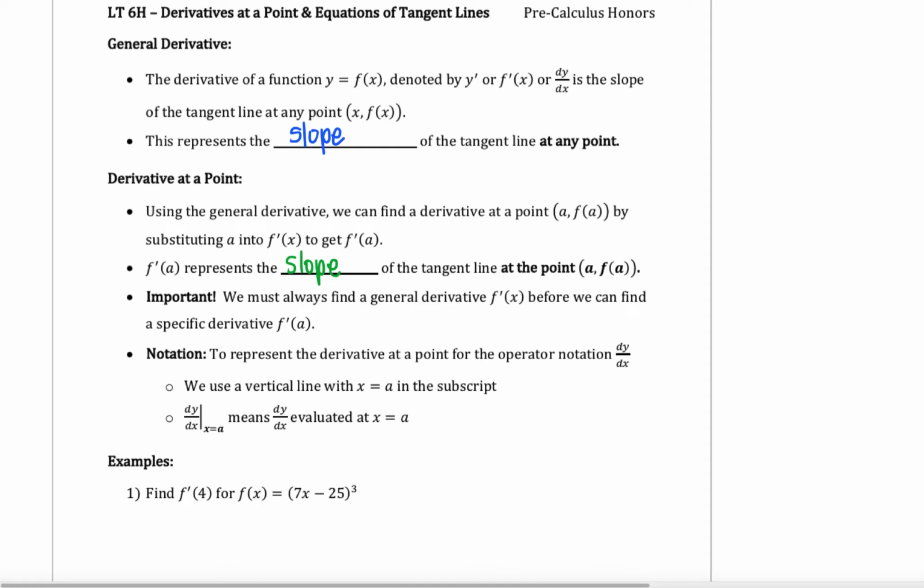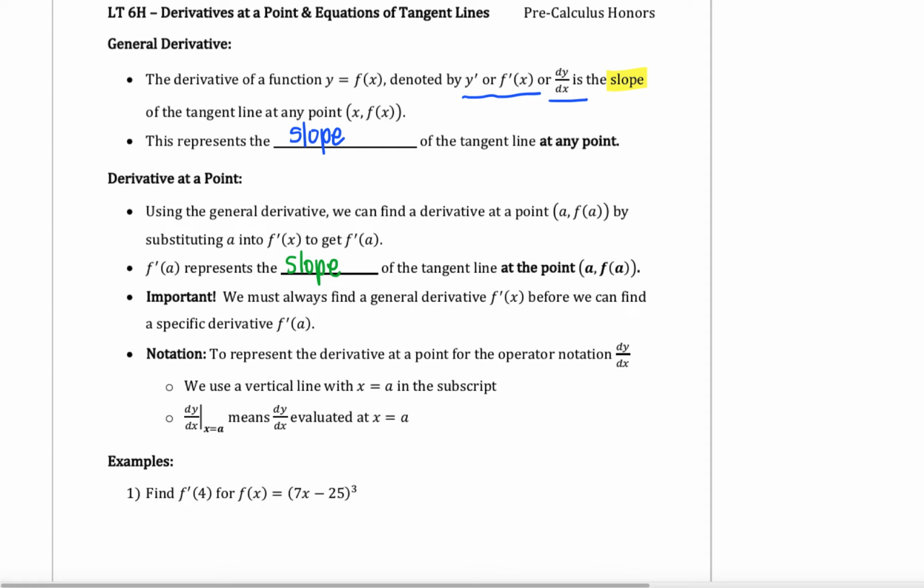We're going to discuss the idea of derivatives at a point and equations of tangent lines. As a little recall, a general derivative of a function y equals f of x is denoted by either y prime, f prime, using the prime notation, or the operator notation of dy over dx. And that derivative ultimately represents the slope of the tangent line at any point on our curve. So this does represent the slope of our tangent line at any point.